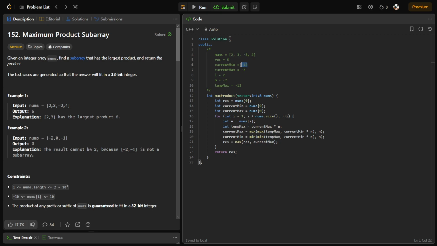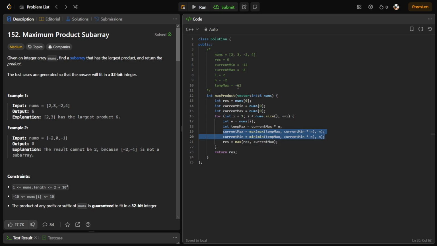Okay, so the reason why we need to keep track of the current minimum is, let's say this were to be negative 4 instead. By having the current minimum multiply with the next n, which is negative 4, we will get 48, because negative times negative gives us a positive number. So this itself can be a subarray which gives us a maximum product of 48. That's why we need to keep track of the current minimum. But in this case, since it's a 4, not a negative 4, unfortunately the current minimum won't get to shine in this case.